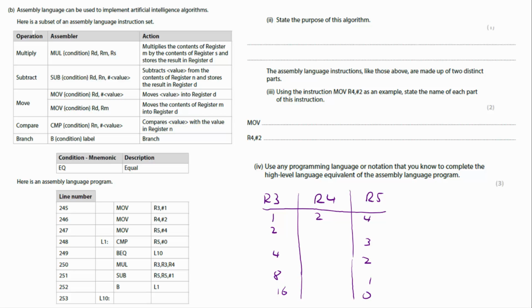So the purpose of this is to calculate, in this specific example, 2 to the power 4, because 16 is our answer. We stop when we get to 16, which is what 2 to the power 4 is, which is also the same as, so you can see 2 is in R4 to start off with, and 4 is in R5. So it's really calculating R4 to the power of R5. Whatever's in R4 at the start is calculated to the power of whatever's in R5 at the start. So that's what it does.